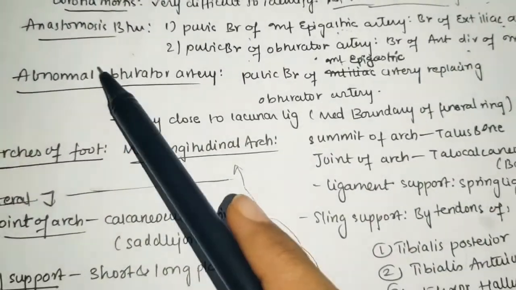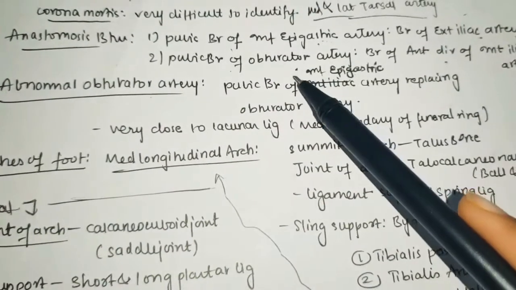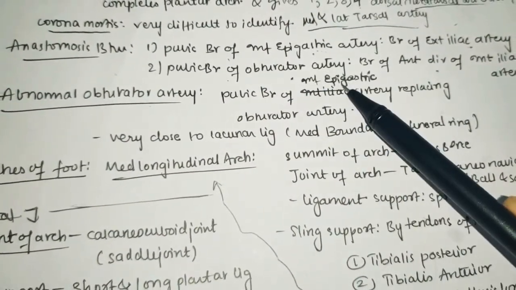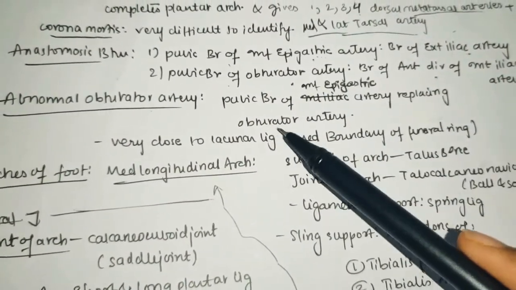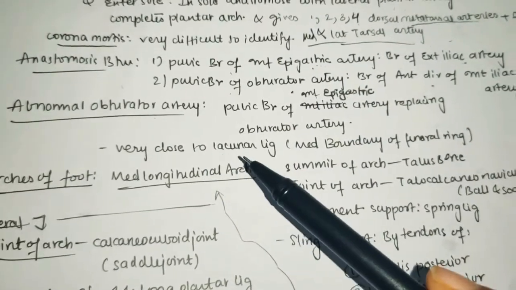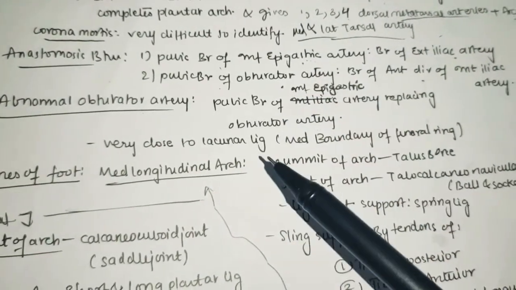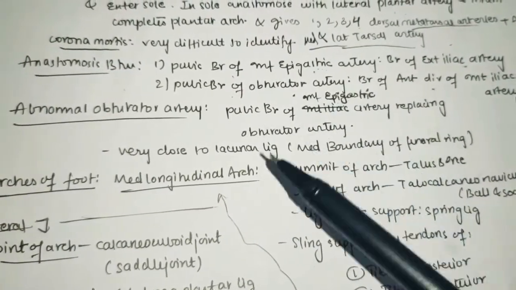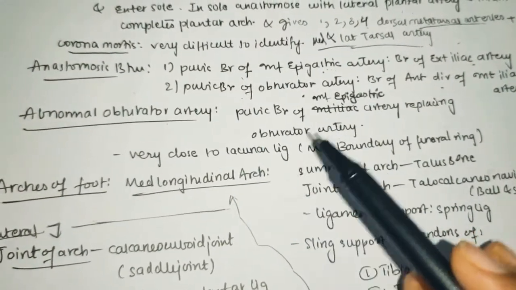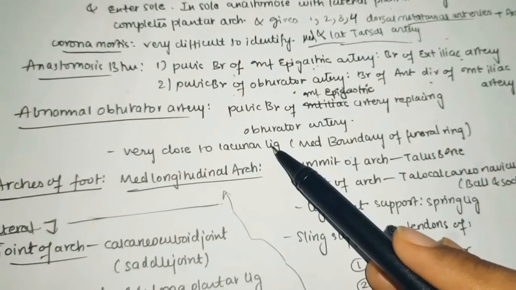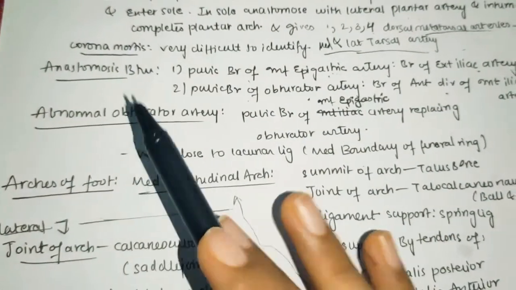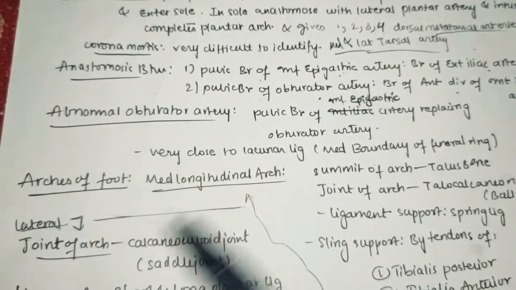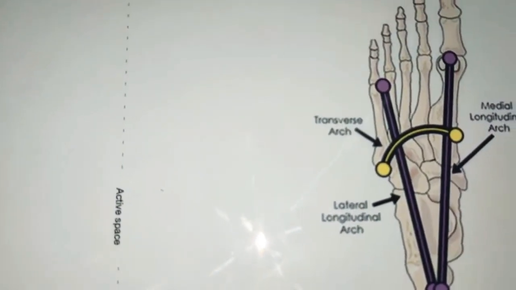Here you can see the abnormal obturator artery. The pubic branch of the inferior epigastric artery is replaced by the obturator artery, and it is very close to the lacunar ligament, which forms the medial boundary of the femoral ring. There is a problem if the surgeon by mistake damages the lacunar ligament while trying to repair the abnormal obturator artery. Now let us discuss the arches of the foot.